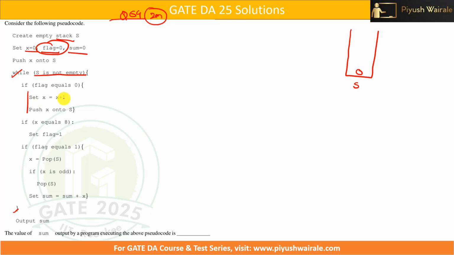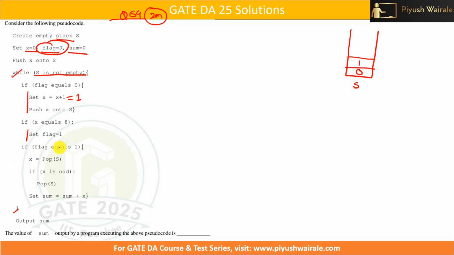Set x equals x plus 1. What is x here? 0. 0 plus 1 will be 1. Then we have to push x onto S. Now what is x here? 1. So we are pushing 1 after that, like this, right? Now the next if statement, if x equals 8. No, that is not true. So we are not going to execute this particular thing.